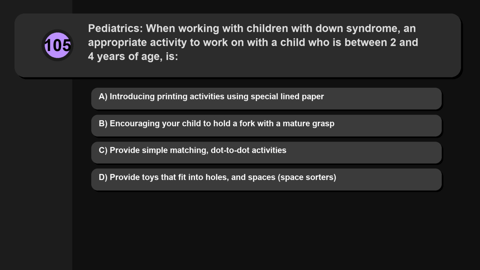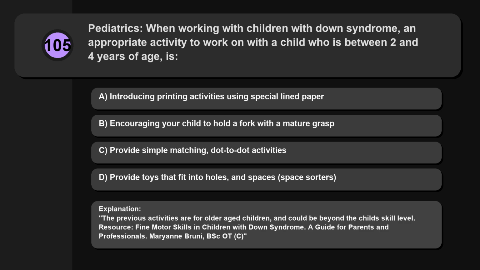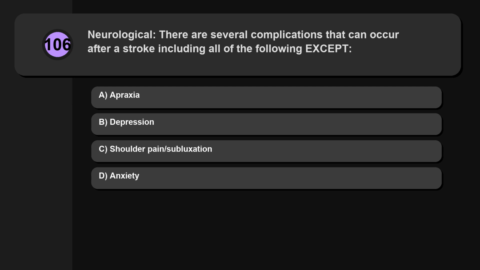The correct answer is option D. The previous activities are for older aged children, and could be beyond the child's skill level. Resource: Fine Motor Skills in Children with Down Syndrome. A Guide for Parents and Professionals. Marianne Bruni, BSc C.